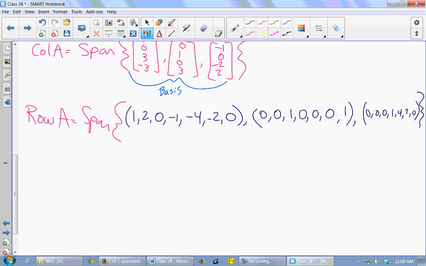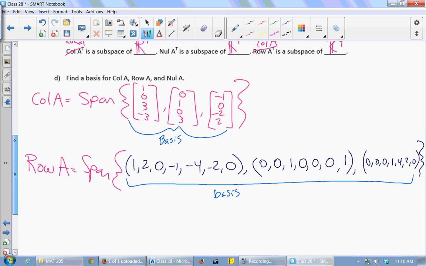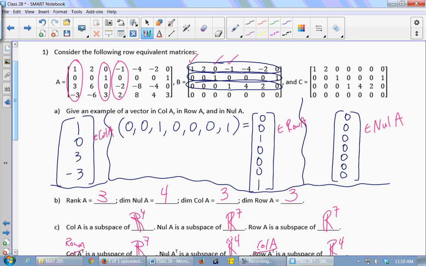So the three vectors themselves are the basis, and the span of a basis gives you the entire vector space. So these three vectors are the basis. You could pick C also. The non-zero rows of C also form a basis for the row space of B and A and C. Yeah, it just has to be an echelon form. You take the non-zero rows of an echelon form.